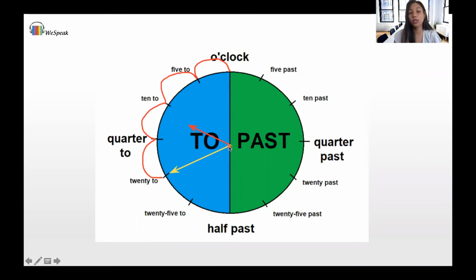It's 20 to 10. We can also say it's 9:40. First the red needle and then the yellow needle. So remember there are 2 ways. It's 9:40 or it's 20 to 10.